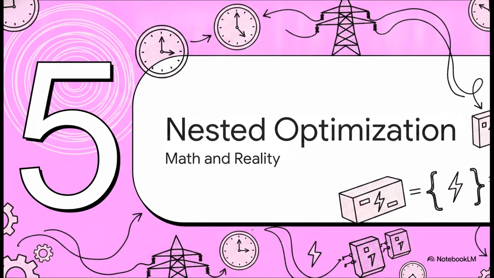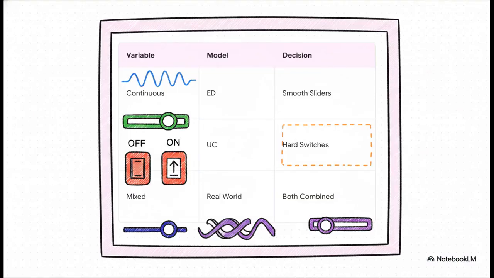Moving into section 5, the nested optimization problem, bridging math and reality. Once we start tracking time, path dependence, and physical constraints across multiple hours, the mathematical complexity just skyrockets. Just look at the core mathematical difference here in this table. For economic dispatch, we're using continuous variables. Picture them as smooth, sliding megawatt dials. But for unit commitment, we're dealing with binary variables, hard, rigid on or off switches. The catch is that in the real world, we have to solve them simultaneously, and combining those smooth, continuous sliders with those binary switches plunges us straight into a highly demanding mixed integer reality.